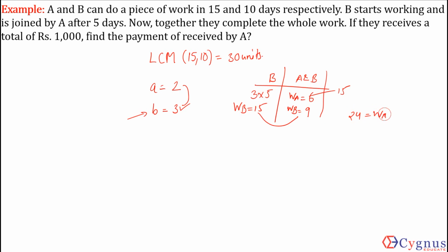And what's the total work done by A? Remaining 6 units out of 30. So A should receive 6 parts out of 30 because this is the contribution of A, out of the total money assigned. So this gives you how much? 200 rupees. So A should get 200 rupees out of that 1000 rupees.